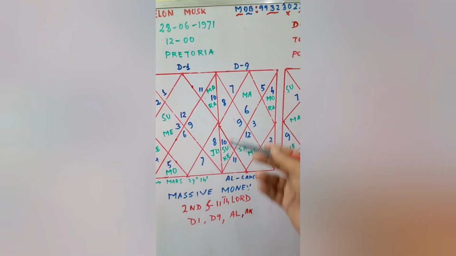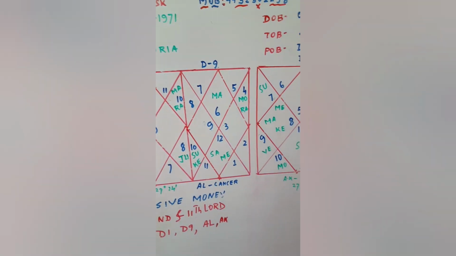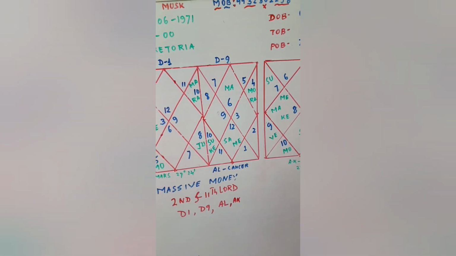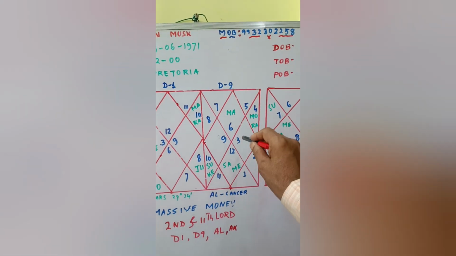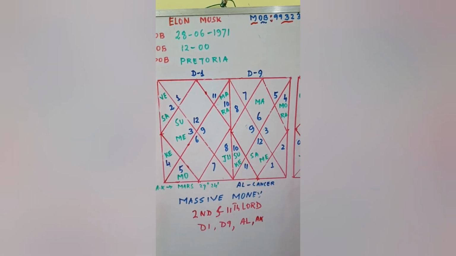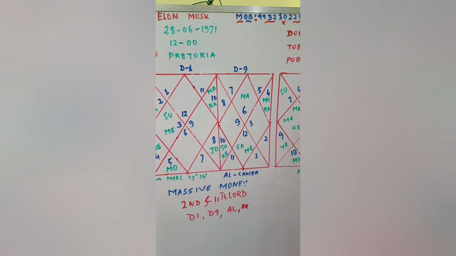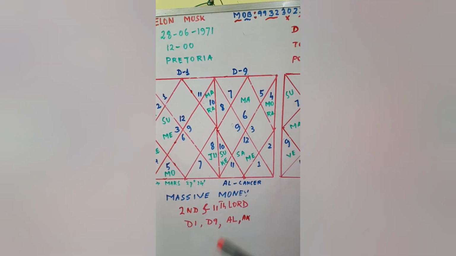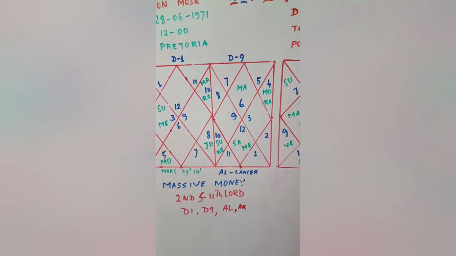So the native is very determined in his life, having Martian characters. Mars is exalted in this chart, and in the D9 chart it is on the ascendant. So Mars is strengthened in the charts of Elon Musk. So determination is there in his life journey to overcome obstacles.